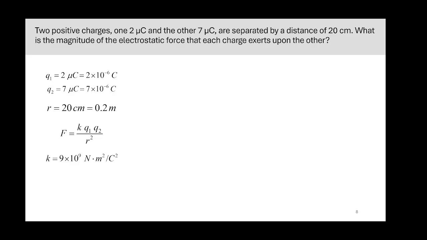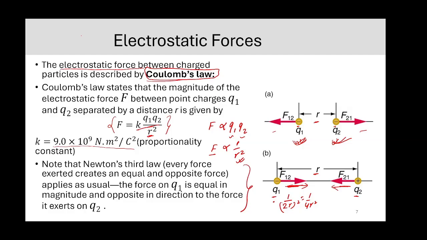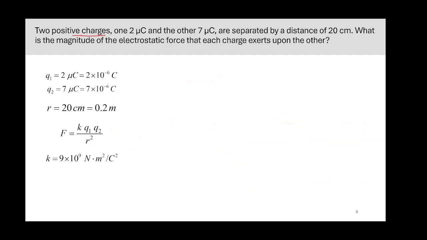Here we have two positive charges, one of 2 microcoulomb and the other of 7 microcoulomb, and these charges are separated by a distance of 20 centimeter. We want to find the force they exert on each other. So the question is asking, what is the magnitude of the electrostatic force that each charge exerts upon the other?